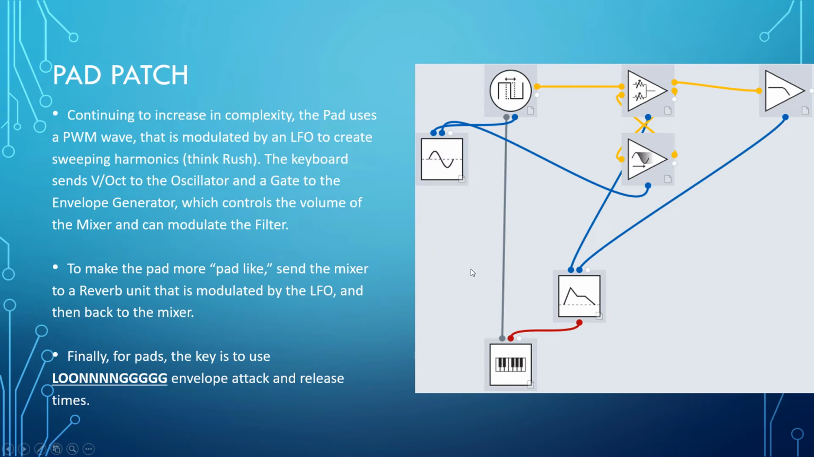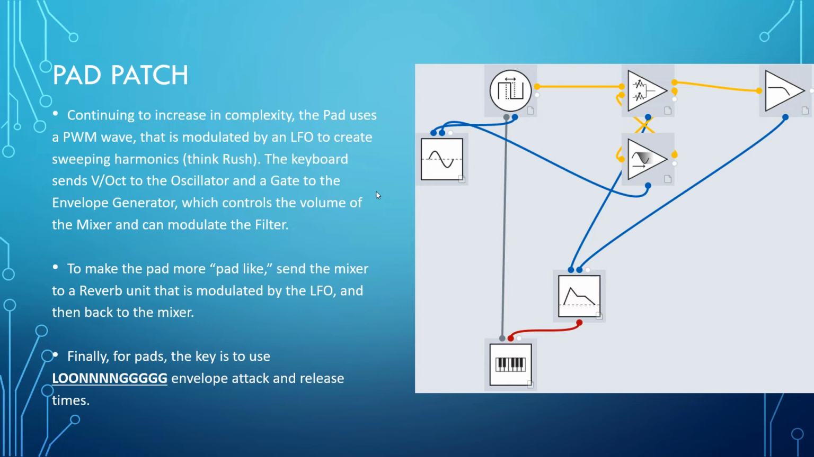After that, let's look at the pad. So the pad is going to increase things in complexity. We're going to use a pulse width modulation wave that's modulated by an LFO to create sweeping harmonics. The keyboard is going to send volts per octave to the oscillator and a gate to the envelope generator, which controls the volume of the mixer and can modulate a filter. To make the pad more pad-like, we're going to send the mixer to a reverb unit that is modulated by the LFO and then back to the mixer.